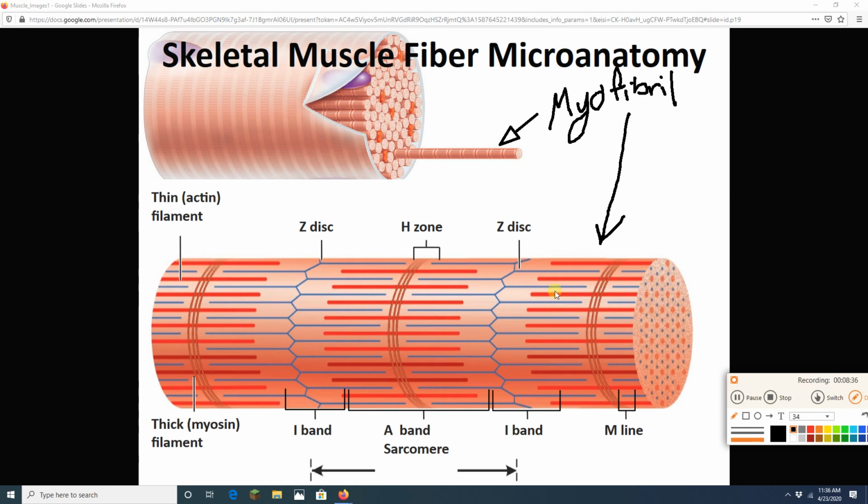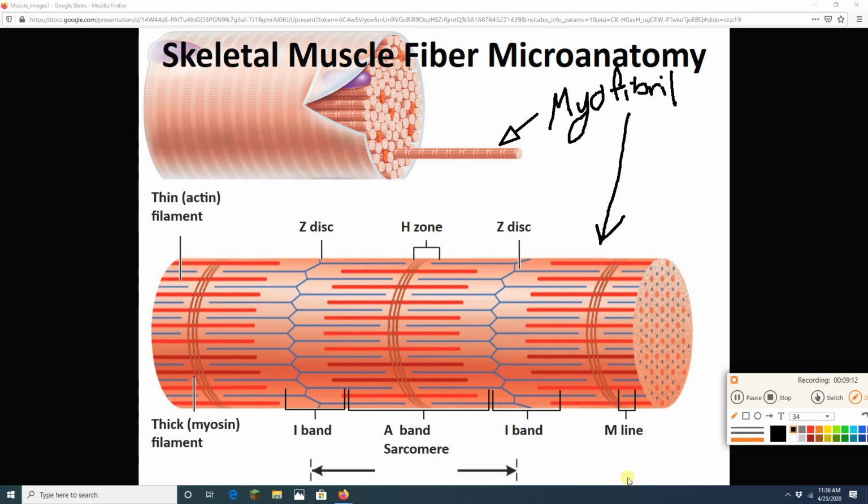Now, the part that just has the thin actin filament right here is your I band, the lighter part under the microscope. The part that has the myosin and had a region of overlap, a region of just myosin, and another region of overlap, that trio right there is called the A band. So check this out. I band, A band, I band, A band.